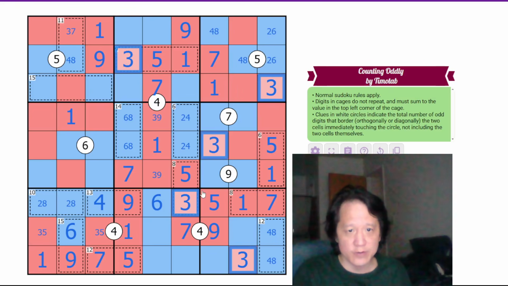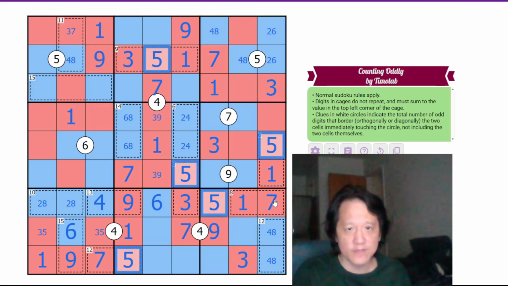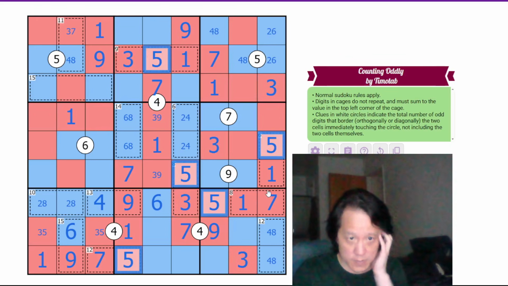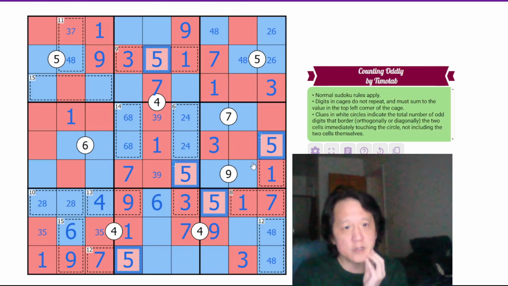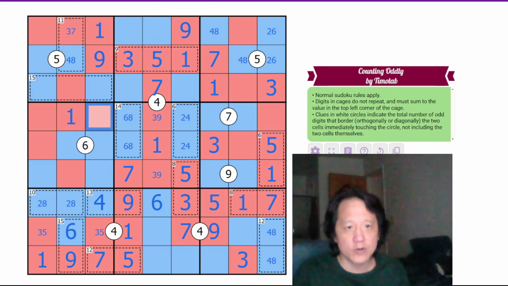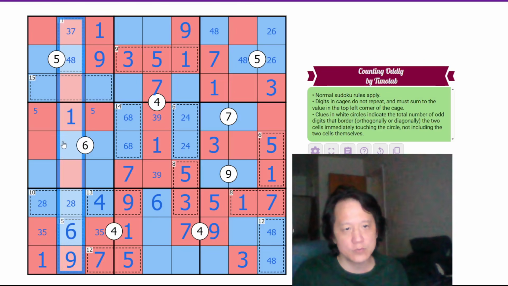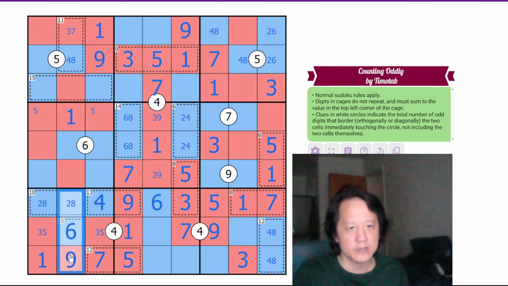Don't have any other information, really. 5s. In row 4, they have to be one of these two. So where is the 5 in column 2? Can't be here because of the way that the odds and evens worked out. Can't be here because of 5 in the row, so that means this has to be 5, because this can't be 5 and 6, adding up to 11.